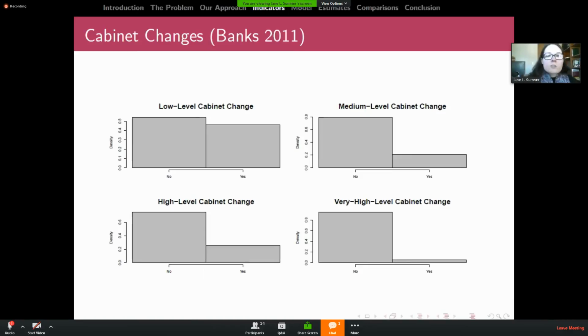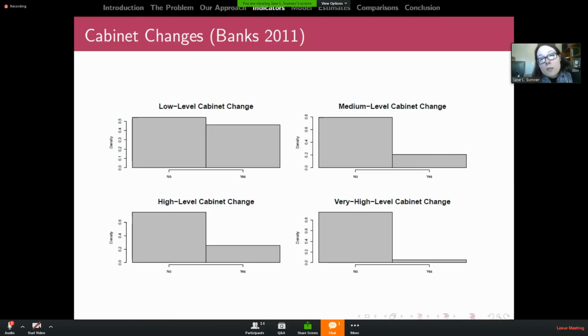And then our last measure is from Banks, and this is data on cabinet changes. And again, this is the intensity, the magnitude of the cabinet change, not the direction. We measure this by looking at the change from year to year in the size of the cabinet. So if it doesn't change or changes very little, we consider that a low-level cabinet change. If the size of the cabinet fluctuates an awful lot, that's medium, high, or very high level. And so from all of these, what we hope to infer is these behaviors are things that you cannot do in the presence of institutional constraints.